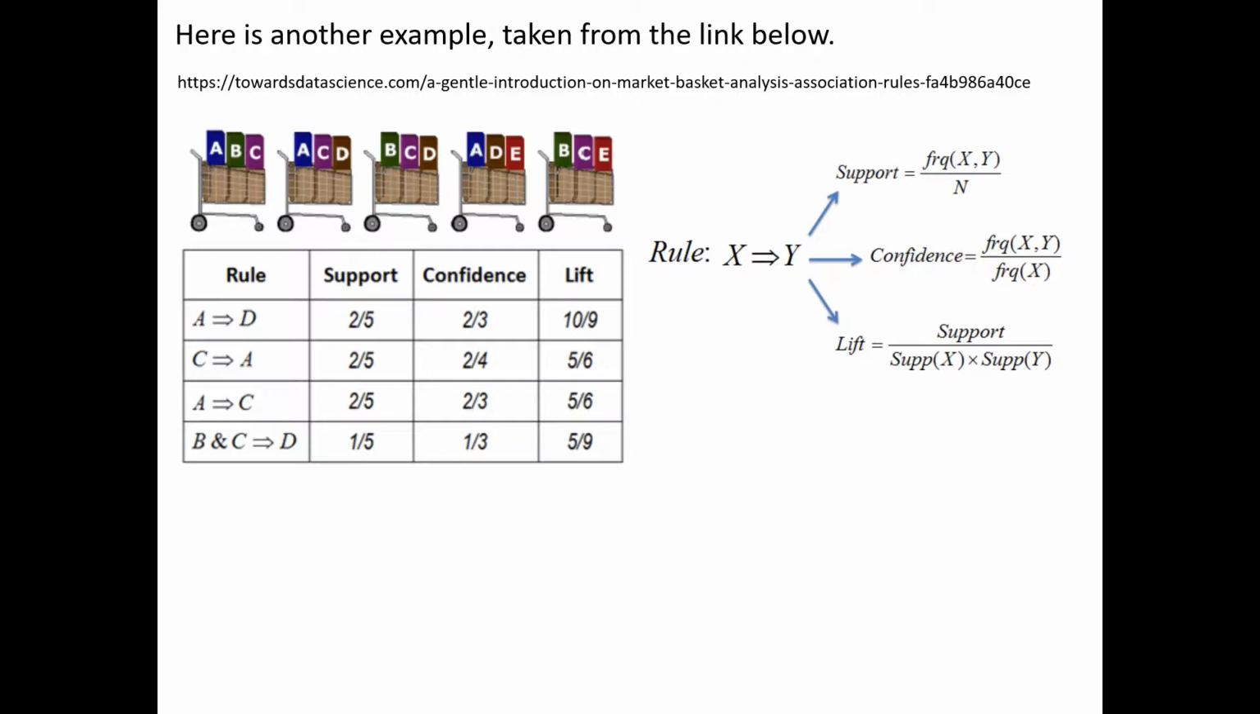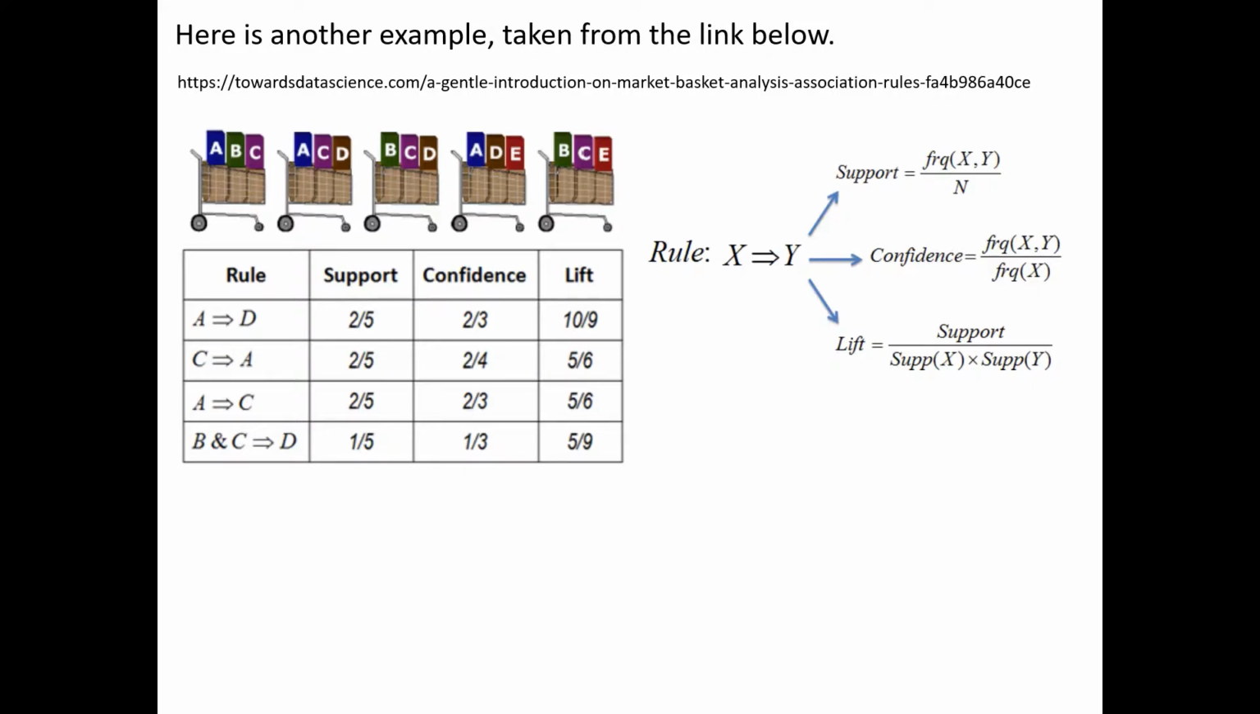Would we say that it's likely that D would be bought given that A is also being bought? Well, that one is this first one, A pointing to D. How likely is it that D would be bought given that A is bought? Well, the lift is 10 over 9, so that's over 1. So yes, it is likely.